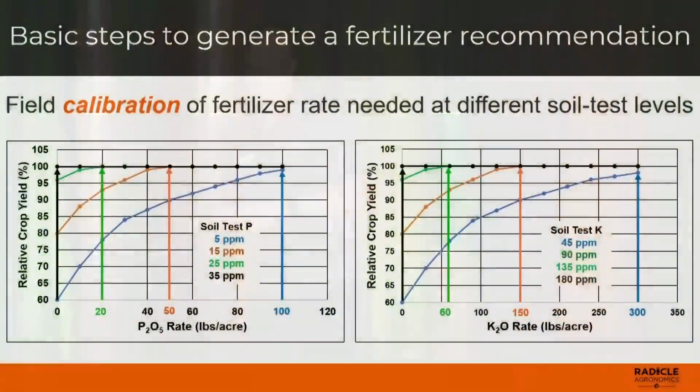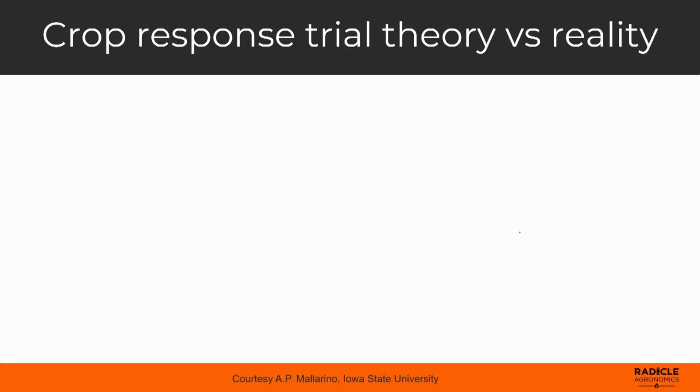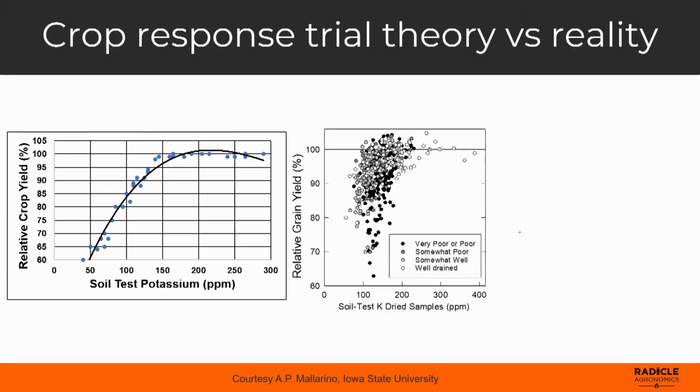reasonable amount of fertilizer. And here's the same thing for potassium, right? Exact same situation, right? We're just looking at a different nutrient. So that's theoretically what it looks like, okay? So this is the theoretical graph of a crop response trial. This is what it actually looks like, okay?